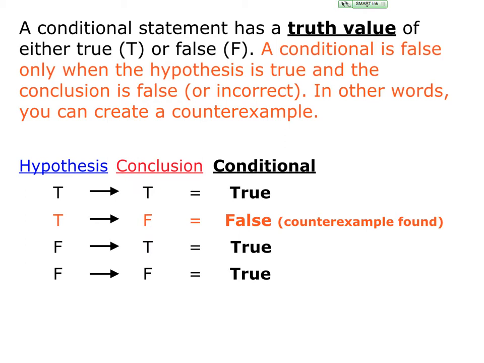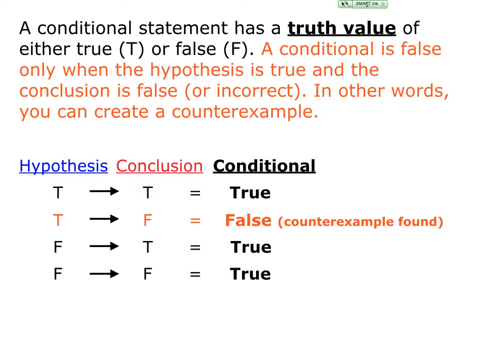Okay, so up at the top still, a conditional is false only when the hypothesis is true and the conclusion is false or incorrect. In other words, you can create a counterexample. So the counterexample, you pick something that fits the hypothesis. So the hypothesis would be true, but we want to show that the conclusion is wrong or false about it. So if you could make that up, it was a false conditional because you can make a counterexample. That's the only way you can get a false conditional, if you can create a counterexample.